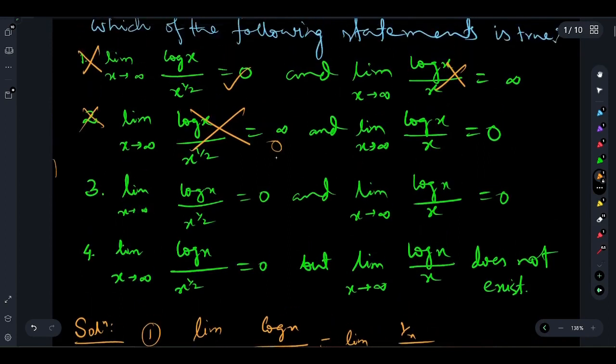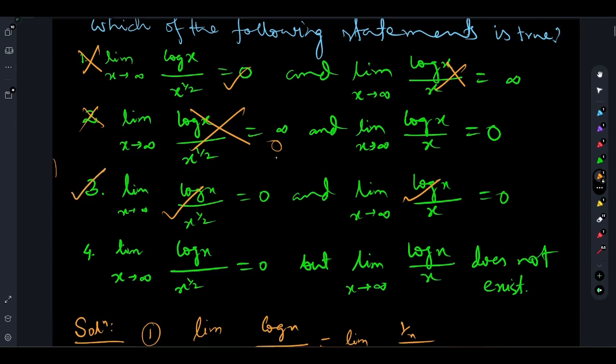Now third. In the third option, this limit is correct as we have checked in the first option, and this limit is also correct as we have checked in the first option. Hence option 3 is correct. Option 4 is also incorrect because this limit exists. Hence option 3 is correct.